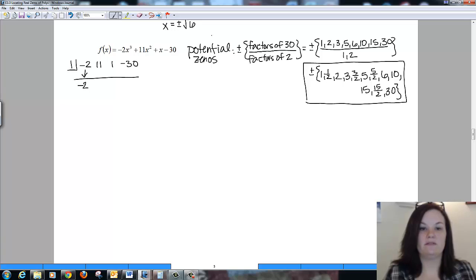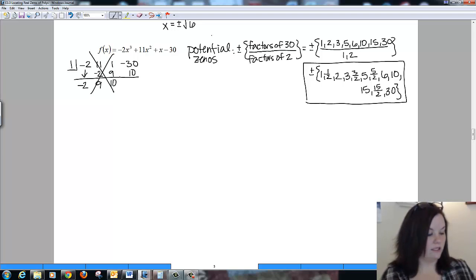I bring my -2 down. -2 times 1 in my box is -2. 11 minus 2 is 9. 9 times the 1 in my box is 9. Combined down I get 10. 10 times 1 is 10. This is not going to give me a 0, right? So let's go ahead and look at -1.